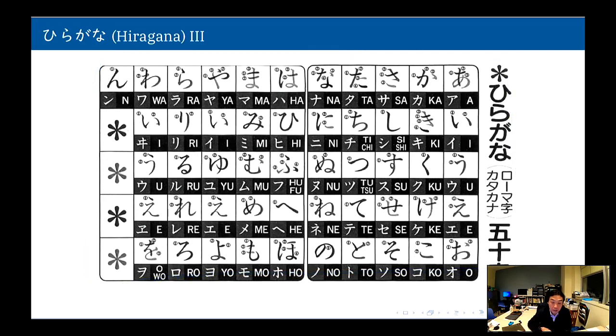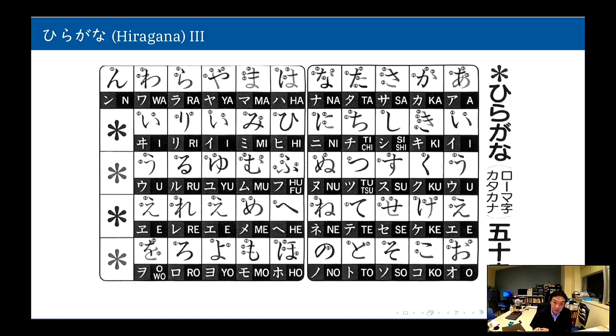So again, hiragana is a phonetic symbol, so it shows the sound. The only thing it does is just show you how you pronounce it. So for example, this particular character is a combination of M consonant plus I vowel, so this should be mi. This particular character is an S consonant plus E vowel, so se, and that's how it works, right?